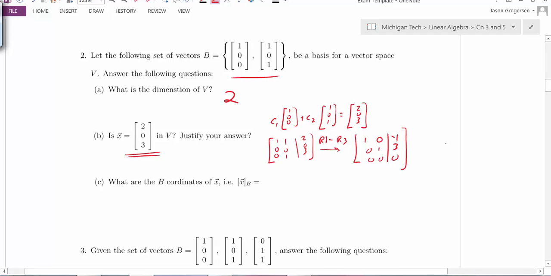And so from here, I can see my solutions would be C1 is equal to negative 1, and C2 is equal to 3. So I would say that yes, this vector is in V because there is a linear combination of the basis vectors that would bring me to 2, 0, 3.